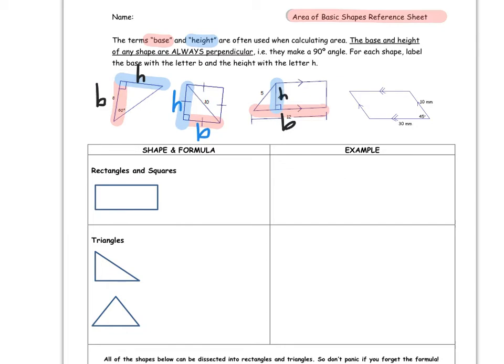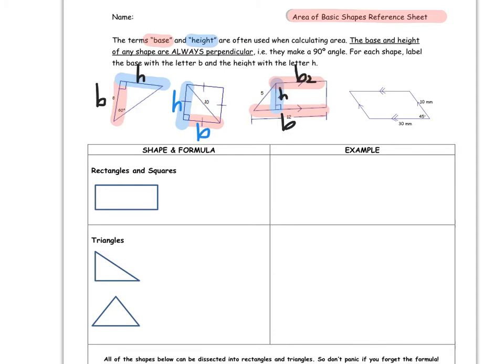Actually, this shape in particular is pretty unique because since these two segments are parallel, we have actually two bases. I could also highlight this top, and I could call that base number 2. This has two bases and one height.